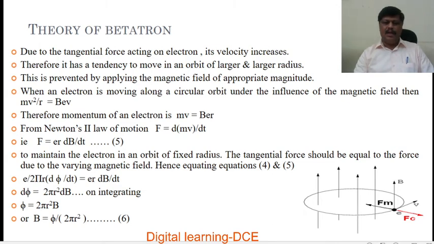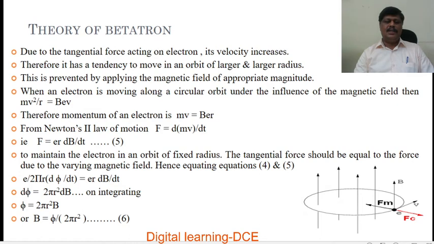When an electron is moving along a circular orbit under the influence of a magnetic field, the centripetal force is balanced by the magnetic force. The centripetal force is given by mv square by r, and the magnetic force is given by BeV sin theta. Sin theta here is 1, because theta is 90 and sin 90 is 1, so F is equal to BeV. Therefore, for the momentum of the electron, mv, one v and one v get cancelled. mv is equal to BeR, cross multiply. Momentum, the product of mass and velocity, mv is equal to BeR.